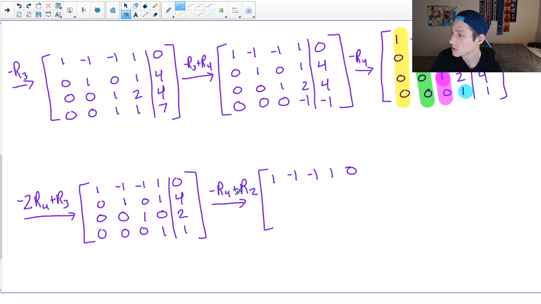All right, so row 2 is changing. So negative row 4 plus row 2. So it's negative 0 plus 0, 0. Negative 0 plus 1, 1. Negative 0 plus 0, 0. Negative 1 plus 1, 0. Negative 1 plus 4, 3. Row 3 stays the same, row 4 stays the same.